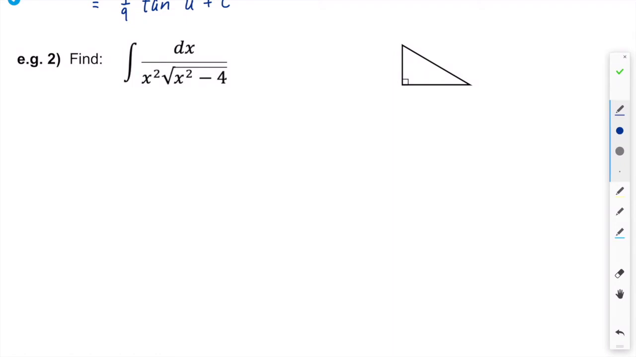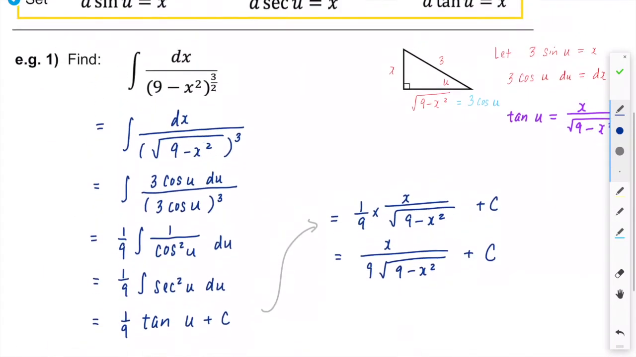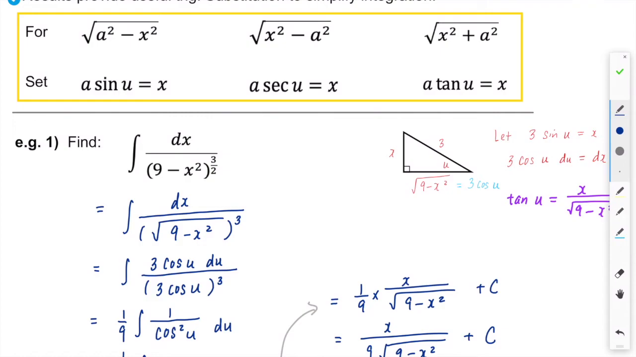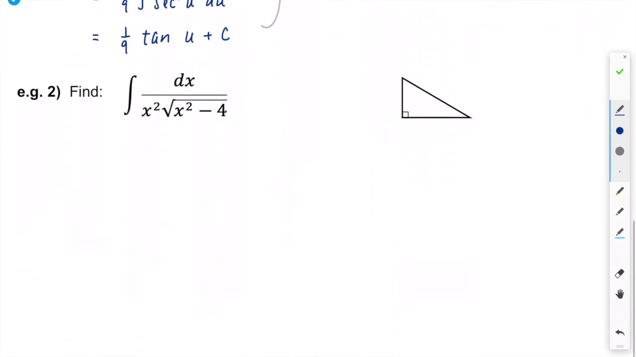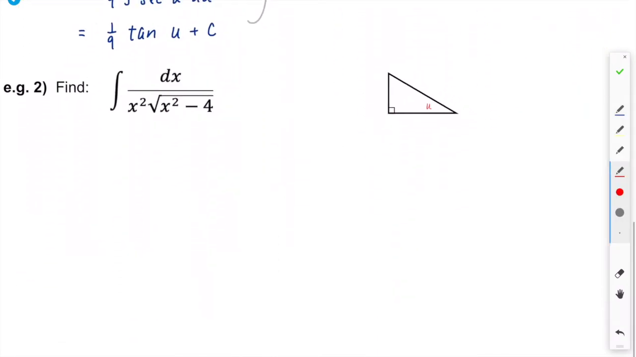Okay, so here we have this integral of dx over x squared square root of x squared minus 4. Now this time the square root format is x squared minus a squared. Okay, let's take a look at the chart. It matches with the second substitution. We're going to let a secant u be x. We're going to let a, which is 2, the square root of 4, times secant u be x. We'll use this substitution. We can mark this on our diagram. Secant u is x over 2.